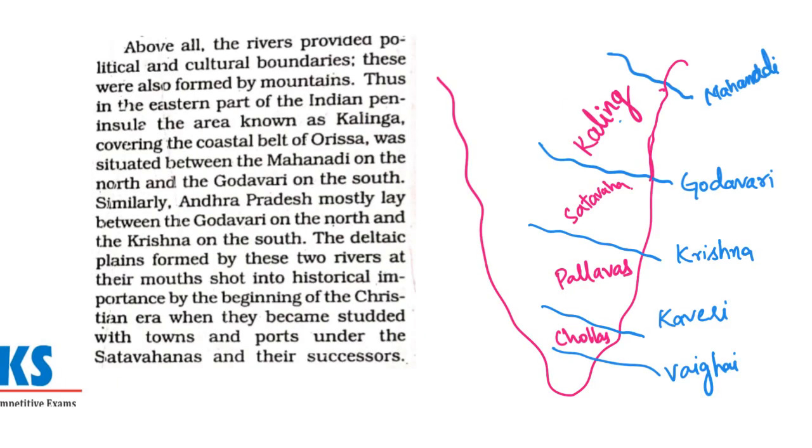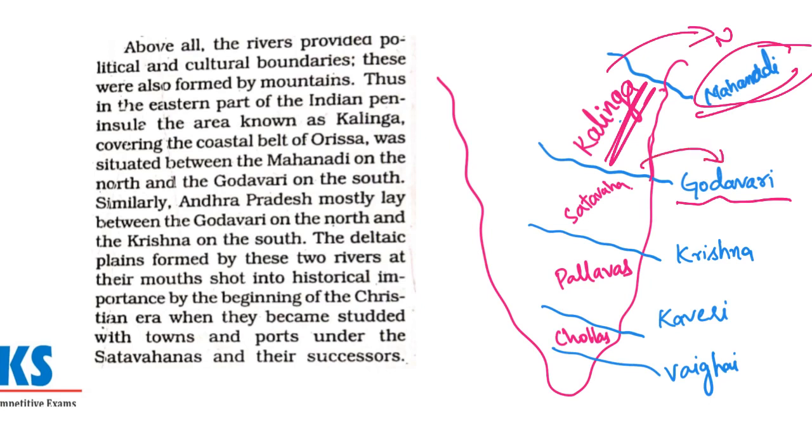So here, especially in the eastern part of the Indian peninsula, there was a country called Kalinga. Basically it was between the Mahanadi river and the Godavari river. Mahanadi was marking the northern boundary of Kalinga, whereas the Godavari marked the southern boundary of the Kalinga kingdom. In the same way, we can see Godavari forming the northern boundary of the Shatavahana kingdom, and the Krishna forming the southern boundary of the Shatavahana kingdom, right?